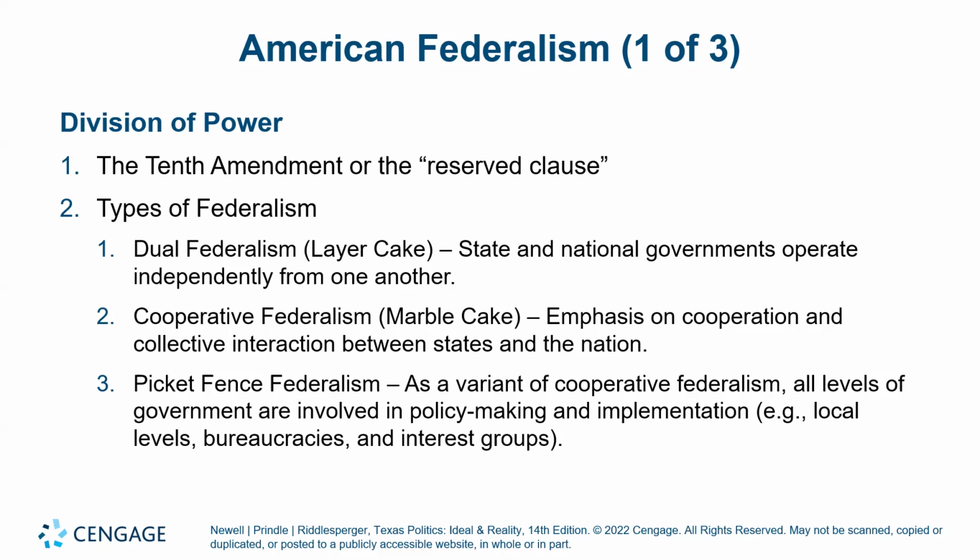Whereas with marble cake, let's say it's a vanilla and a strawberry, you bake it all into the cake. So even if there's two levels to it, the strawberry and the vanilla, they're baked together, and so you really can't separate the two layers of cake. So that's cooperative federalism, which is an emphasis on cooperation and collective interaction between states and the nation. So we saw the rise of cooperative federalism occurring during the Great Depression and the New Deal policies put forth by FDR's administration, which was aimed to try to assist with what was going on during the Great Depression.